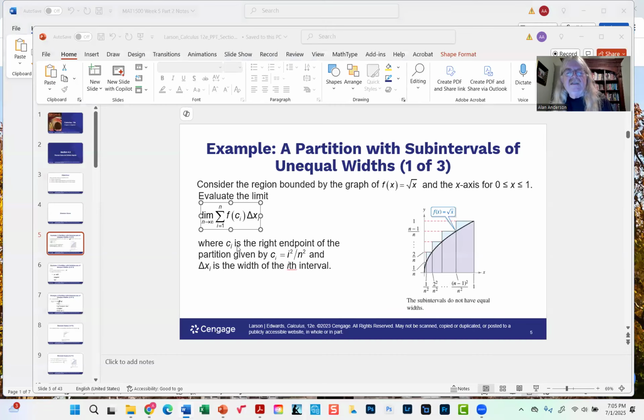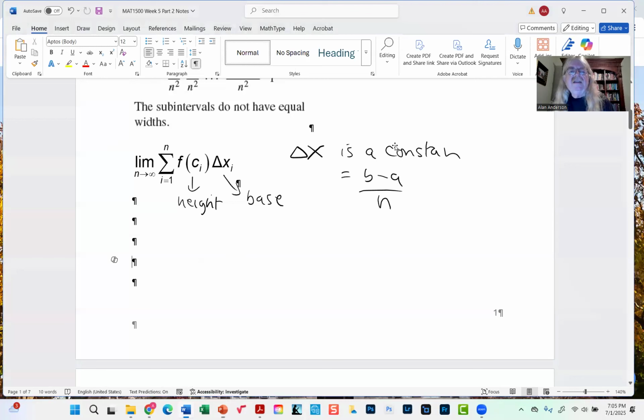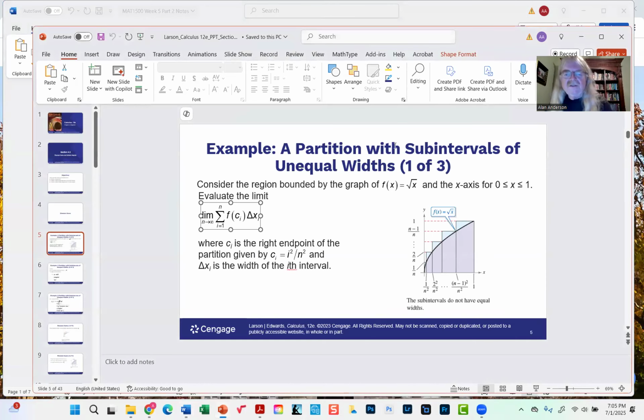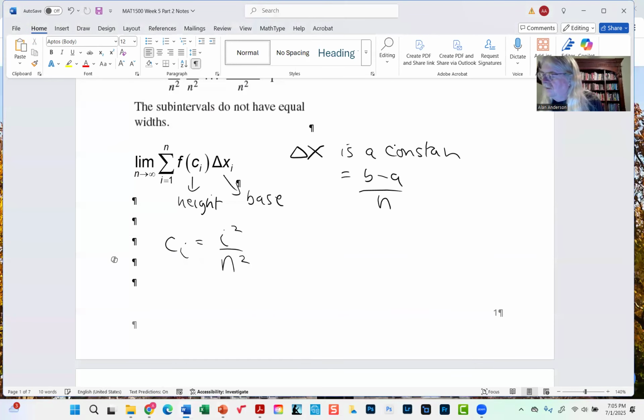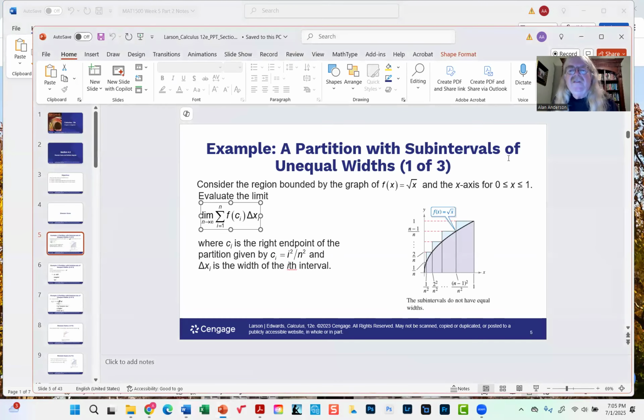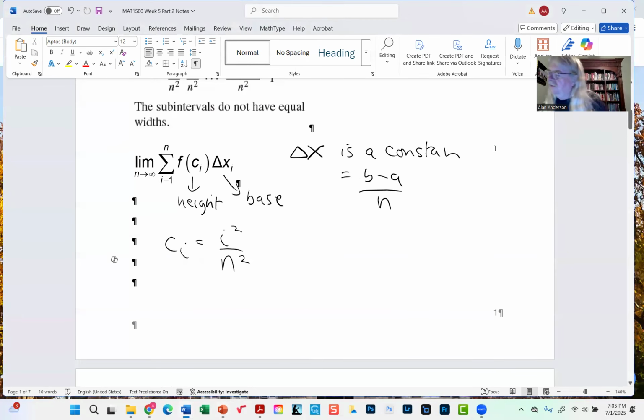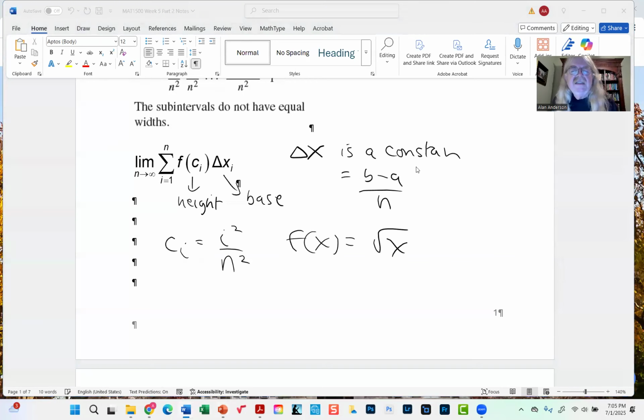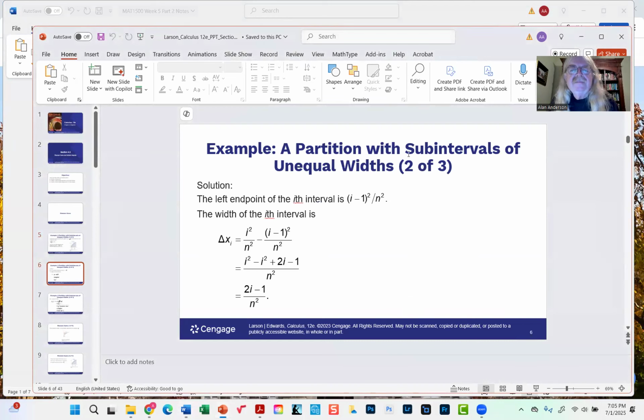All right, so C_i in this case, we've chosen to define our C's as i squared over n squared, and the function itself is the square root of x. Now the way this thing has been set up, each left endpoint for the ith interval or rectangle is i minus 1 squared over n squared.